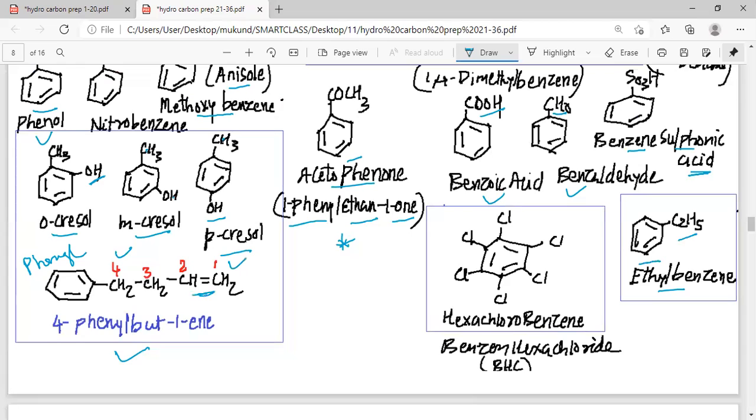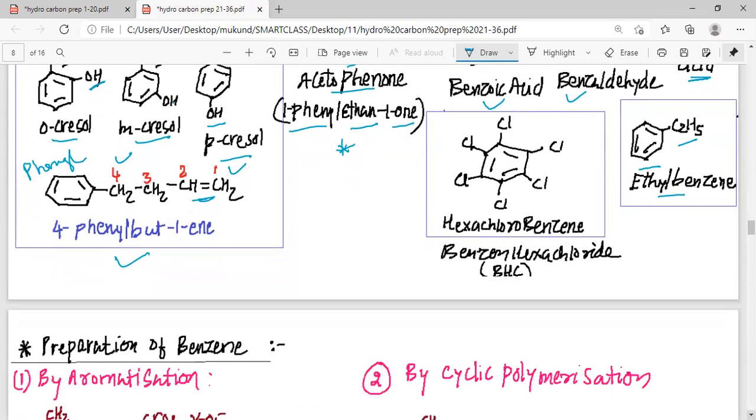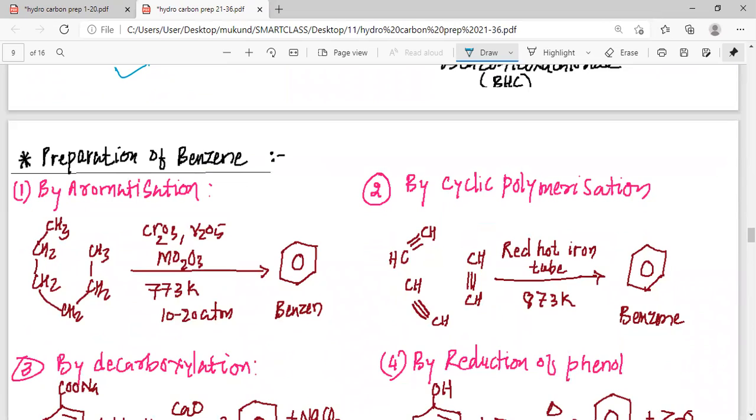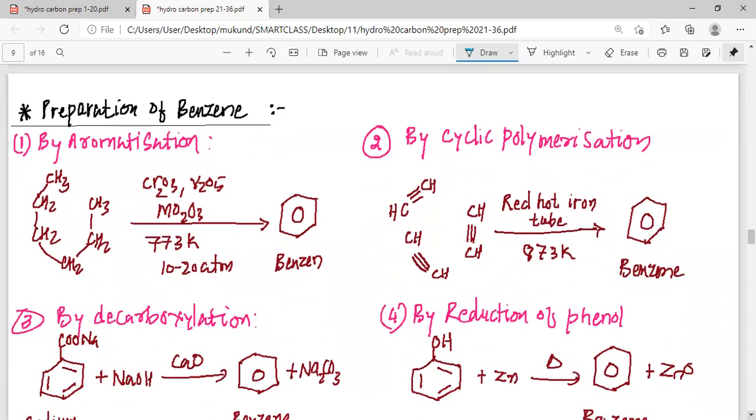Suppose all the hydrogens of benzene are replaced by chlorine, then we call it hexachlorobenzene or benzene hexachloride. So these are the various names I wanted you to learn about. Please learn them. Then we have the preparation of benzene, my dear students. We have already studied various preparations of benzene.